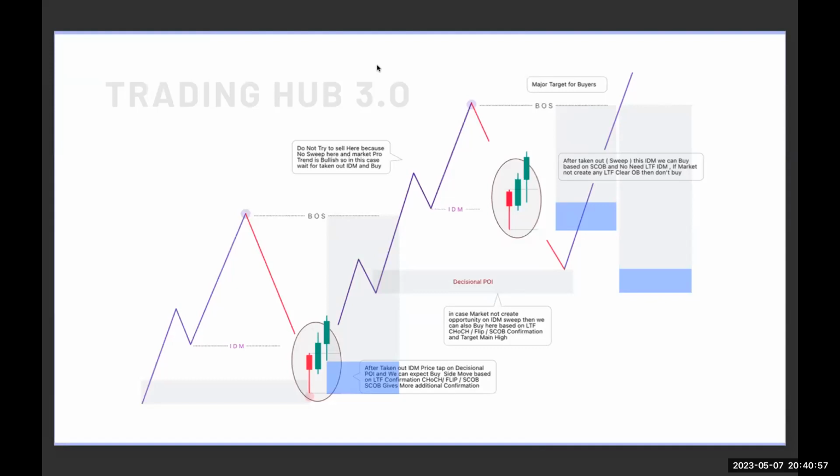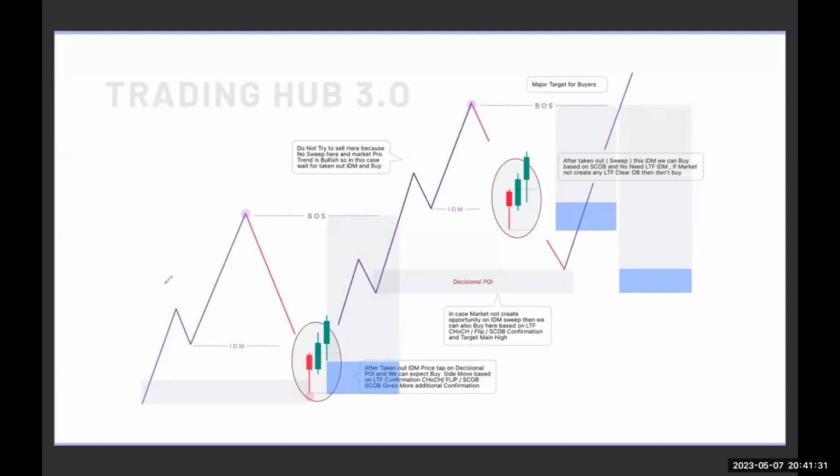Look at this one. First of all, understand this diagram. Here you can see it's a very clear example. This is our bullish diagram, right? In this scenario, what happened here? If market momentum is bullish, you have to wait for two scenarios. First one, if the market sweeps the previous high, then you can buy or sell. And the second one is taking out the inducement, right?